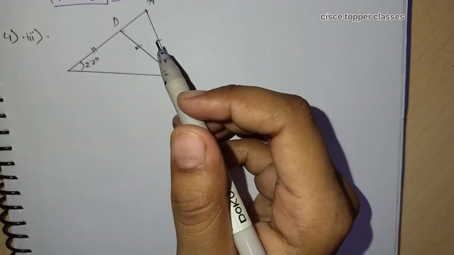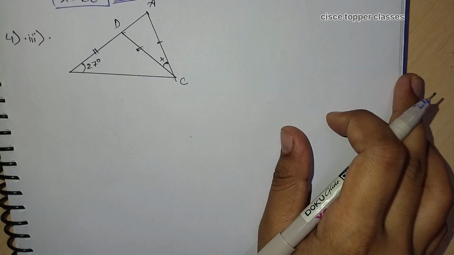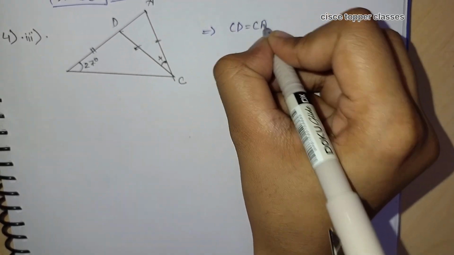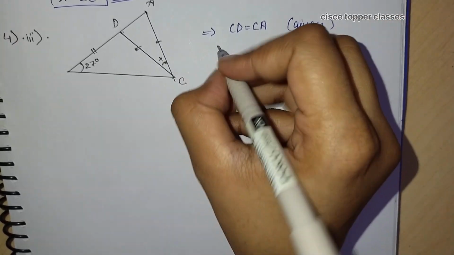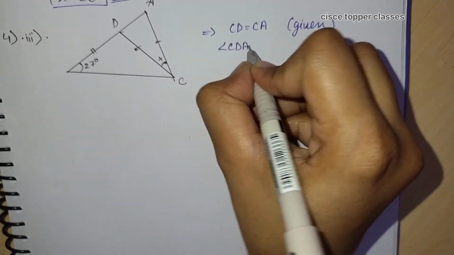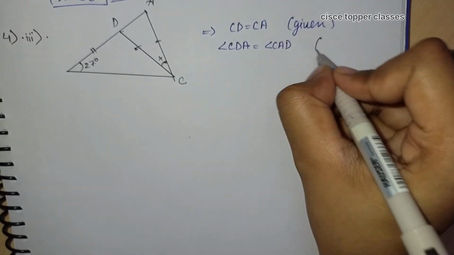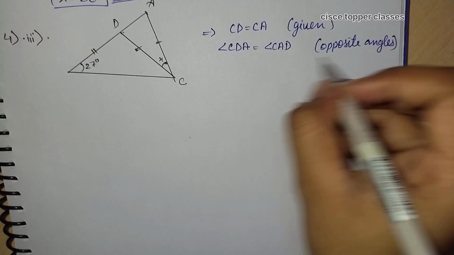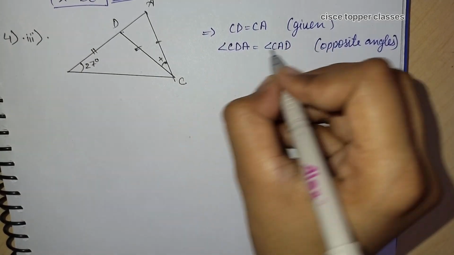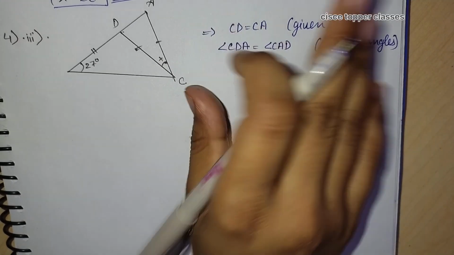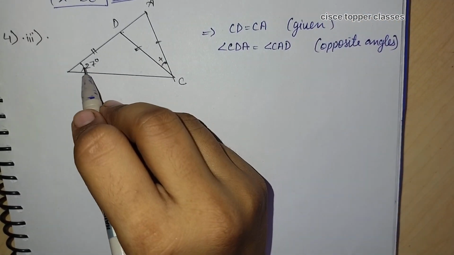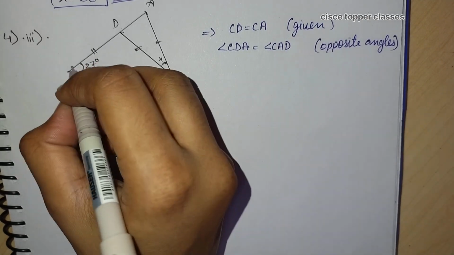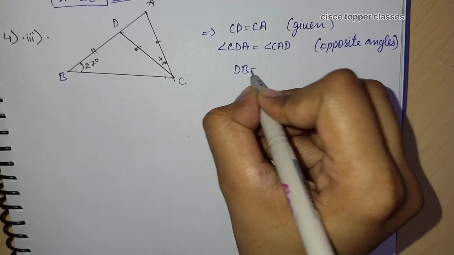Now let us solve the third part here, in which we have to find the value of x. So simply we can write here as CD is equal to CA. This is the given part here. So we can simply write it as angle CDA is equal to angle CAD, as the opposite angles are equal because the opposite sides are equal. So now these angles are equal here. Similarly, we can write here this is 27 degree and this is the side which is equal to DB. So we can write again DB is equal to DC.